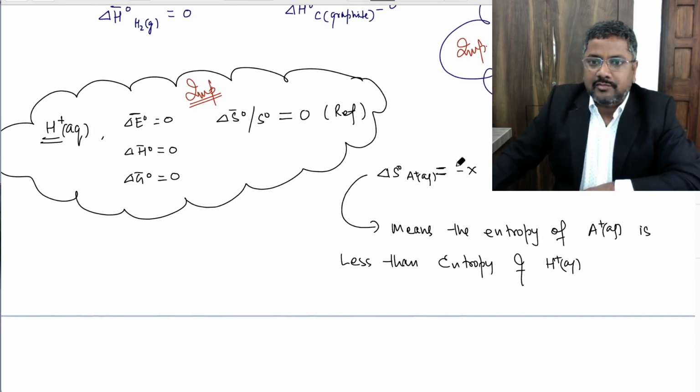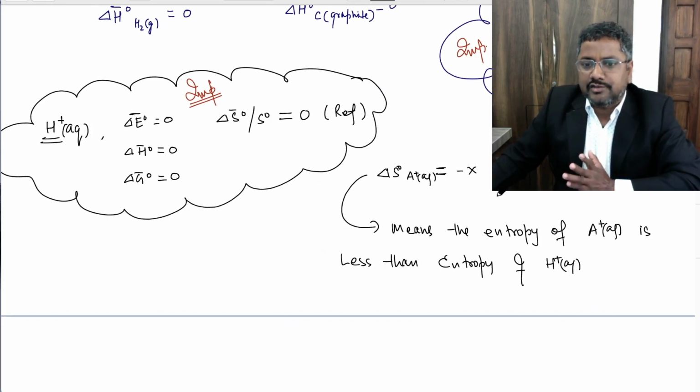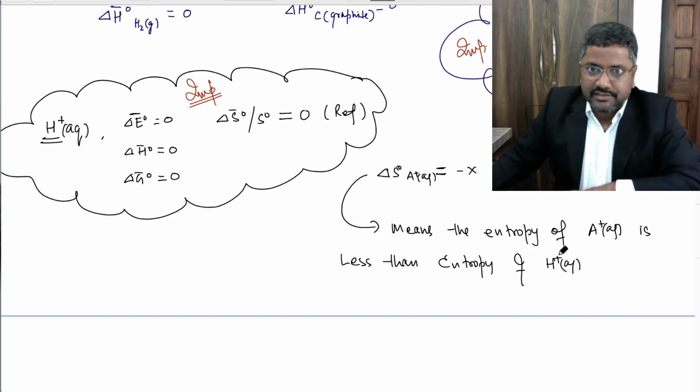And the opposite part of this you can write: if delta S naught for any ion is positive, it means that it has more entropy than H plus, right?